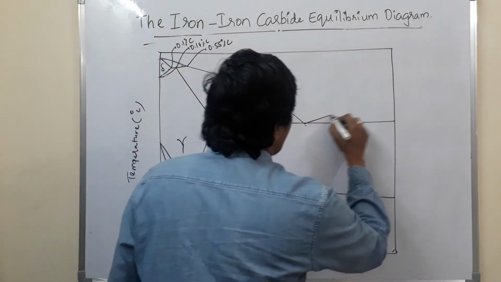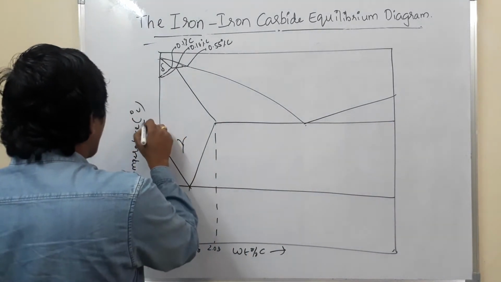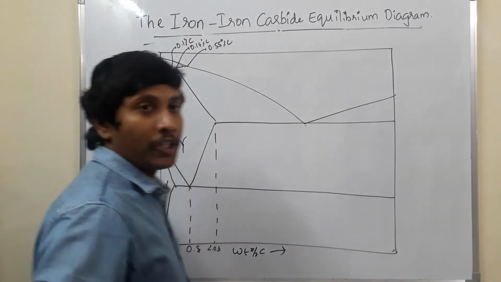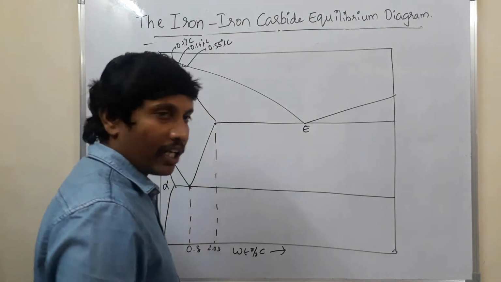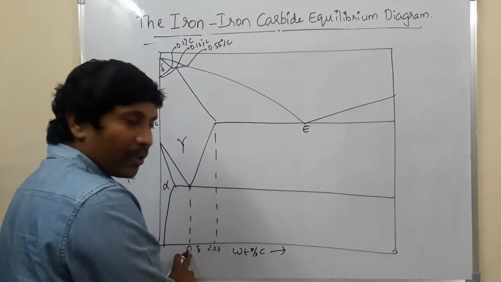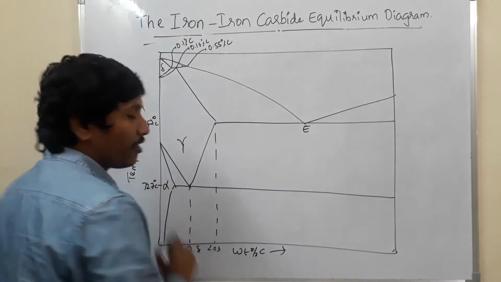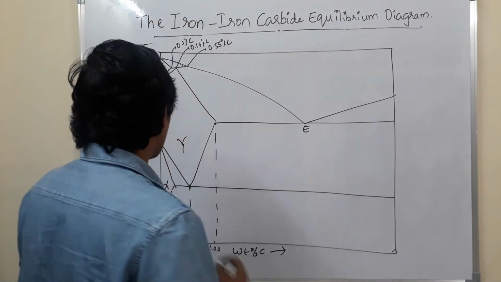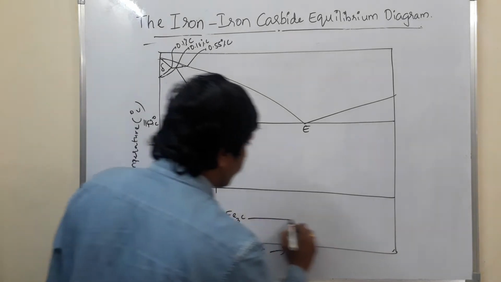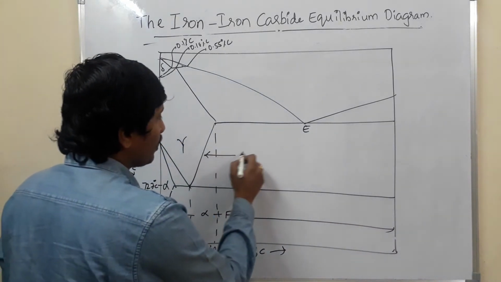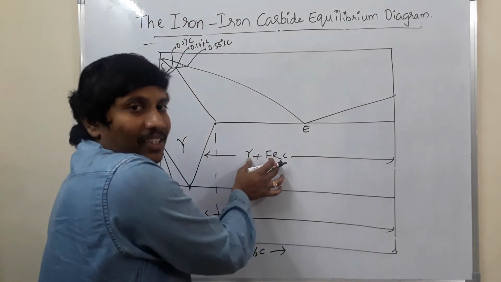This horizontal line corresponds to a temperature of around 1147 degrees centigrade, where the eutectic reaction takes place at point E. This point corresponds to 0.8 percent carbon at a temperature of 727 degrees centigrade. We will get the eutectoid reaction. What are the phases over here? Alpha plus Fe3C. What are the phases over here? Gamma plus cementite. This mixture is called ledeburite.